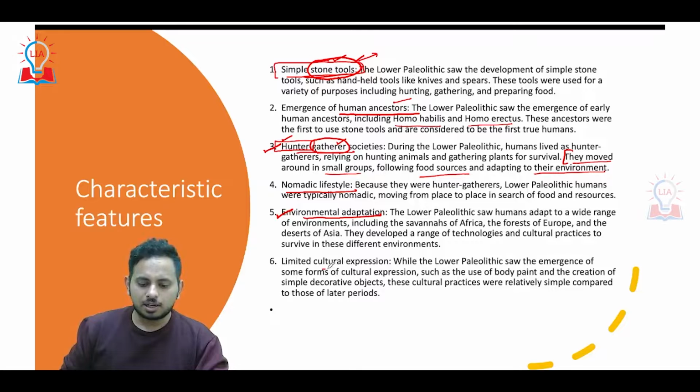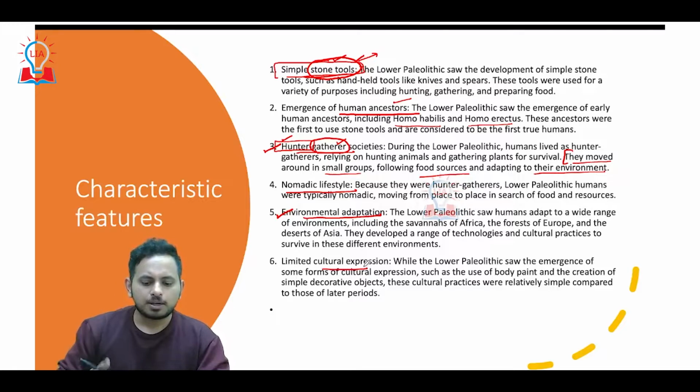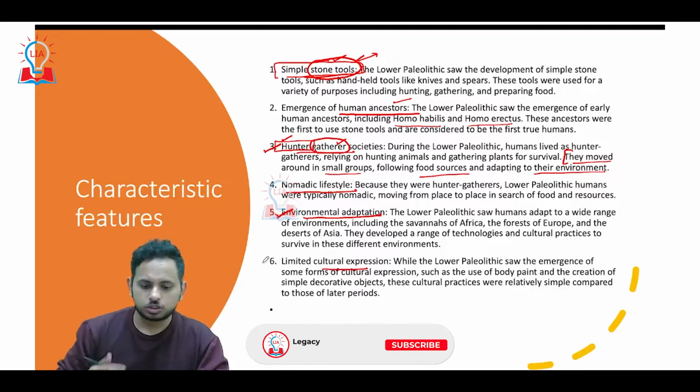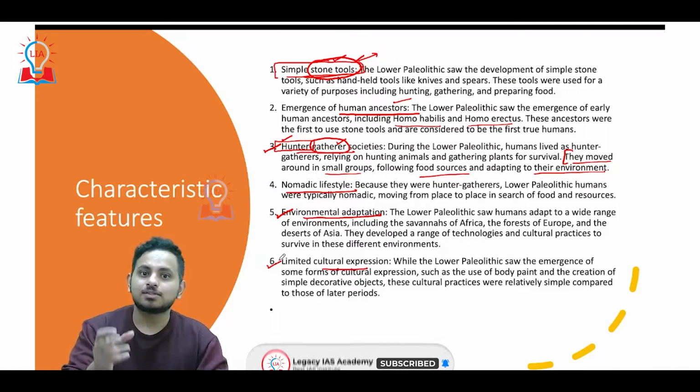Limited cultural expression. Okay, these were the people. See, when we talk about cultural traits, we talk about language, we talk about religion, we talk about economic organization, we talk about the society and the societal organization and the interrelationships that the people share. But here lower Paleolithic man was a person who did not live in a large group. For example, 1,000, 2,000 people lived. No, it was not that case. So as the society is not huge, there is no social evidence for us to prove the cultural evolution.